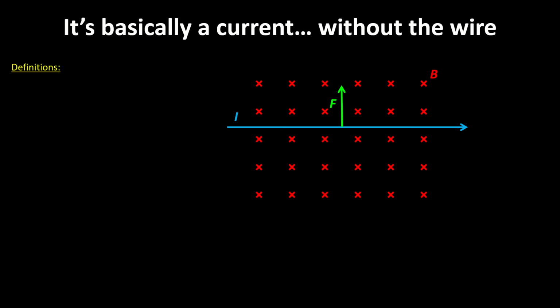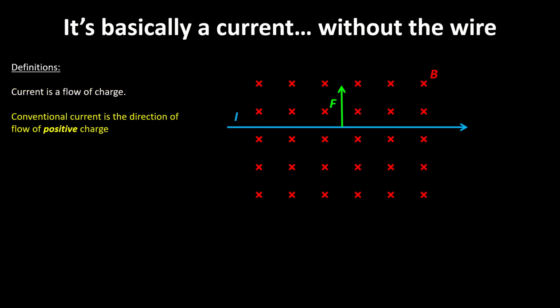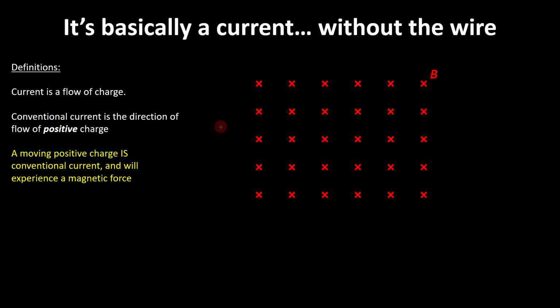But if we think about some definitions, a current is a flow of charge. And in this situation, we talk about conventional current. Conventional current is the direction of flow of positive charge. So there's no rule that says a current has to be in a wire. If we just had a positive charge moving, that is conventional current. So that will experience a force in the same way.